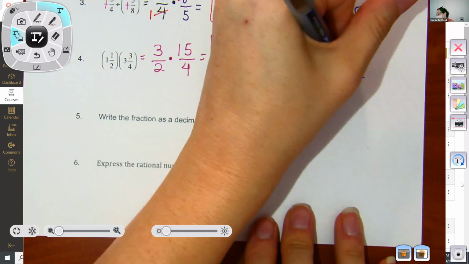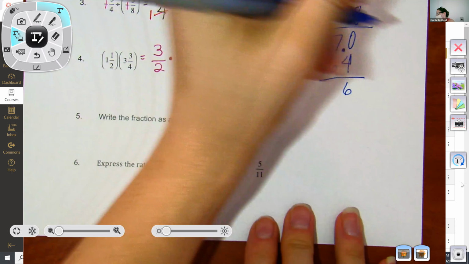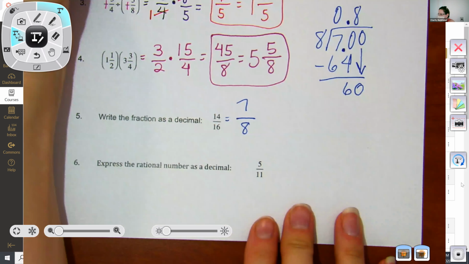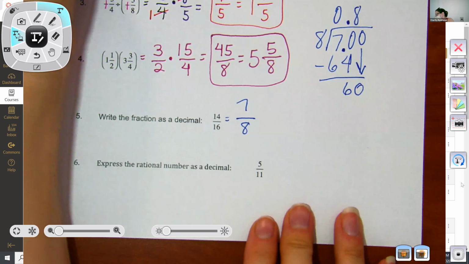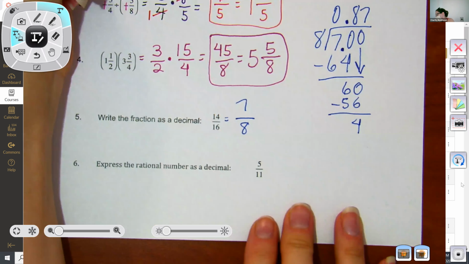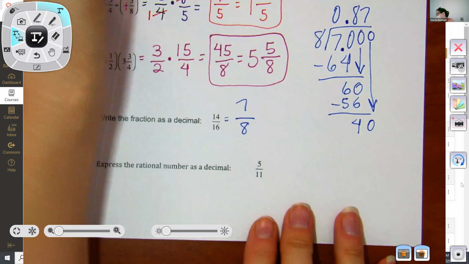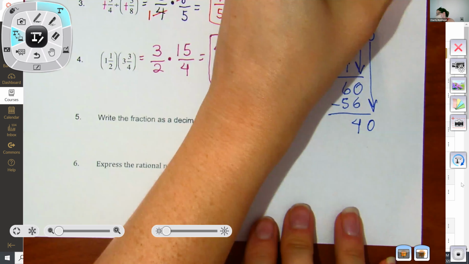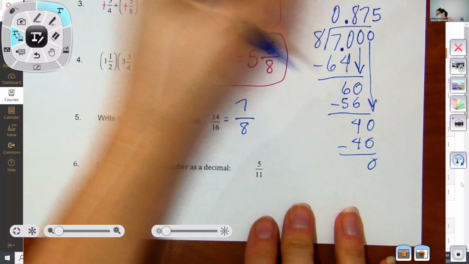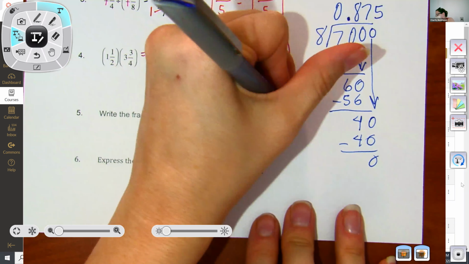Then let me put another 0 there that I can bring down. So 8 goes into 60. How many times? 7. 7 times 8 is 56. 60 minus 56 is 4. So do another 0 and bring it down. And then 8 goes into 40 exactly 5 times. So that is equal to 0.875 as a decimal form.